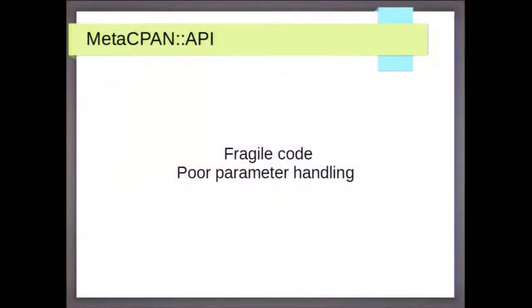It has a lot of fragile code. The first thing that I said to Mickey when he wanted to work on an open source project, and I suggested MetaCPAN API, he said, well, what's the problem with it? I said, well, the first thing is that it has a lot of fragile code. It actually doesn't handle parameters well, and it will break very, very easily. And I didn't have time to fix that.